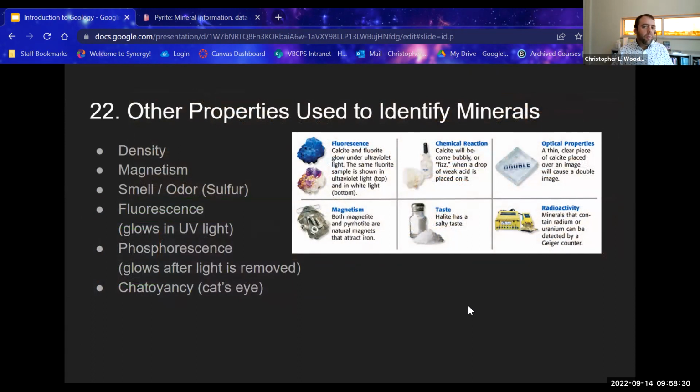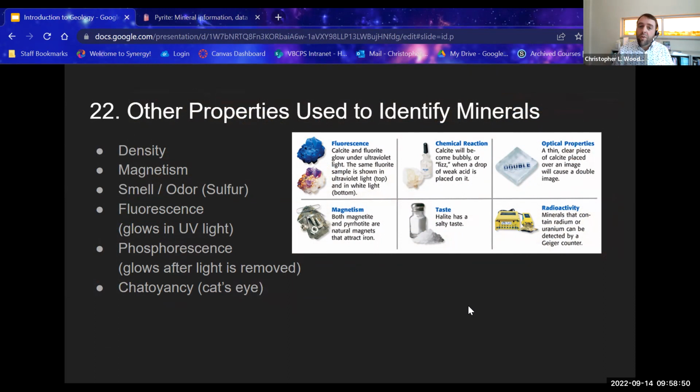There are some other properties that we use to identify minerals as well. Some of those special properties are density, mass divided by volume. Is it magnetic? Does it have a smell? For example, sulfur, excellent mineral, horrible smell. If you've ever lit a match, that's a lot of that smell that you get is sulfur.